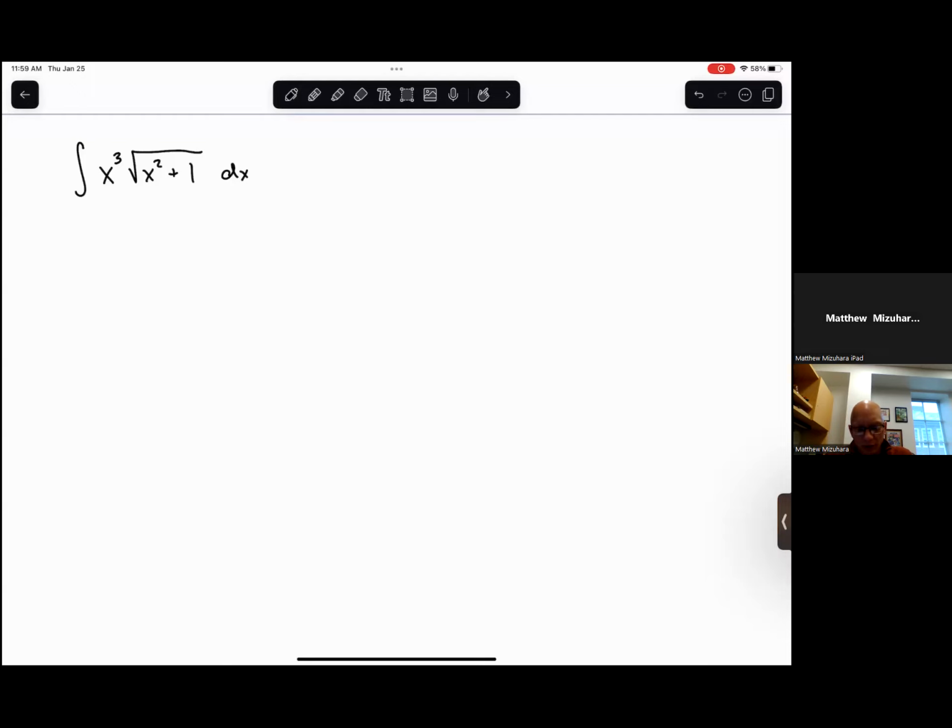So when I look at this, the first thing going through my mind is I'm looking for any algebra that I could do that might help me simplify this. I don't immediately see anything. So okay, the next thing that comes to mind is a u sub.